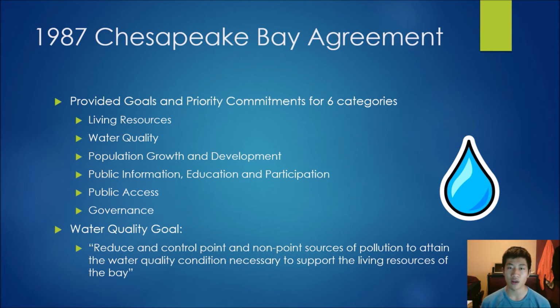Following the 1983 agreement, the 1987 agreement laid out actual goals and commitments in a very detailed manner with dates and numbers that would help further the restoration of the bay. There were 6 main categories that were outlined, and while I won't cover all of them for the sake of time, I will cover water quality specifically.